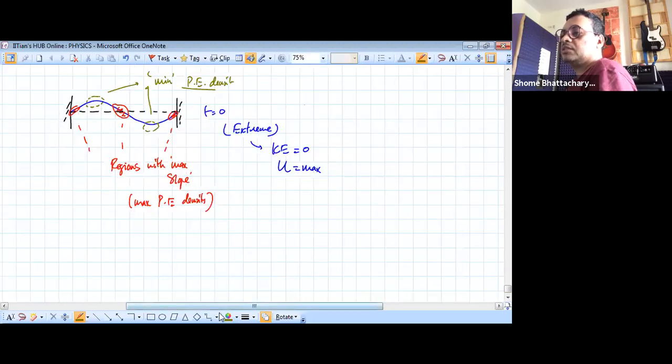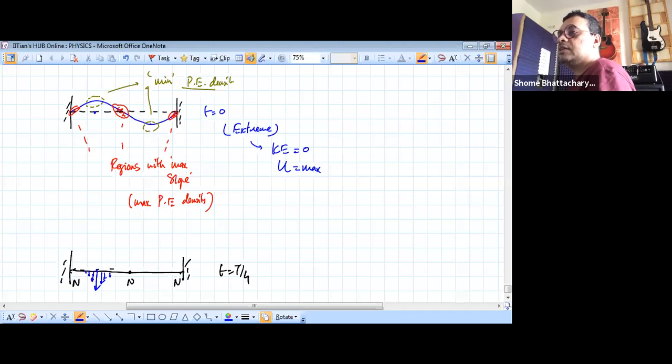so if you look at the same string shape now, at t equal to T by 4. So what is happening? It has come to the mean position. But the kinetic energy is maximum. This antinode, its particles come to the mean position and have maximum speed. So the particles near it are also having maximum speed. These particles which were at the lower extreme have now come to this antinode position. So they are having maximum speed. The particles near it are also having high speed.